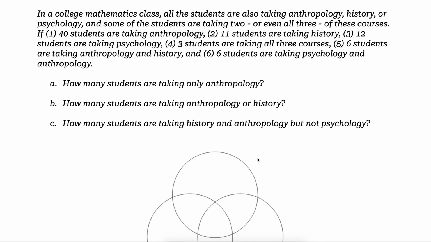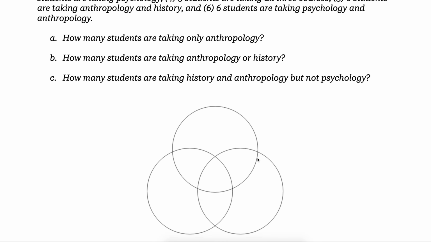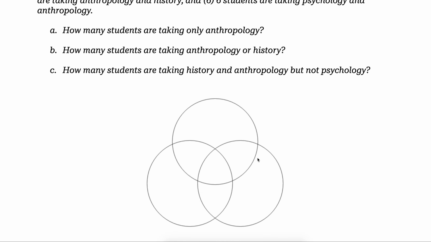And then we're given a whole bunch of information. What we're going to do is fill in this Venn diagram. Now, you don't have to label the circles the same way that I am labeling them, but I'm going to label the top one anthropology. And then the bottom left, I'm going to call psychology. And then history will be the bottom right.